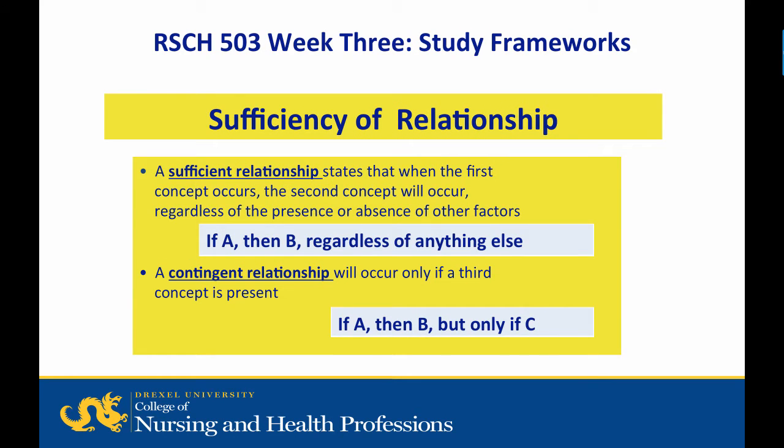Finally, sufficiency of a relational statement must also be considered. A sufficient relationship states that when the first concept occurs, the second concept will occur, regardless of the presence or absence of other factors. If A, then B, regardless of anything else. A contingent relationship will occur only if a third concept is present. If A, then B, but only if C is present. In this case, C presents as an intervening variable.